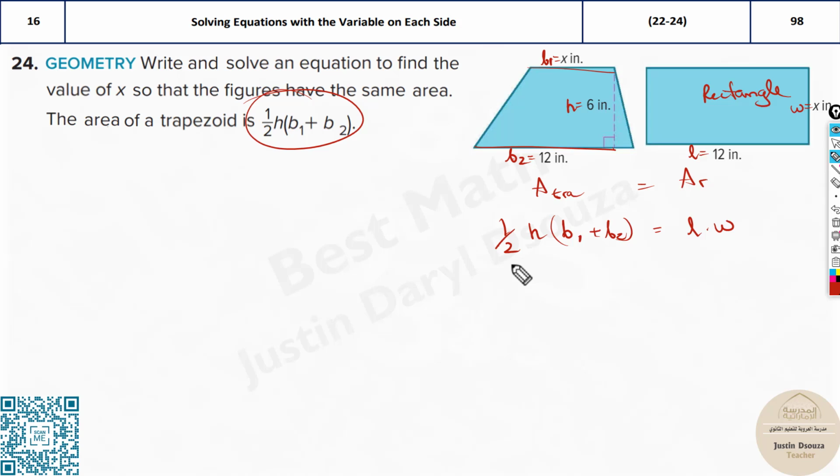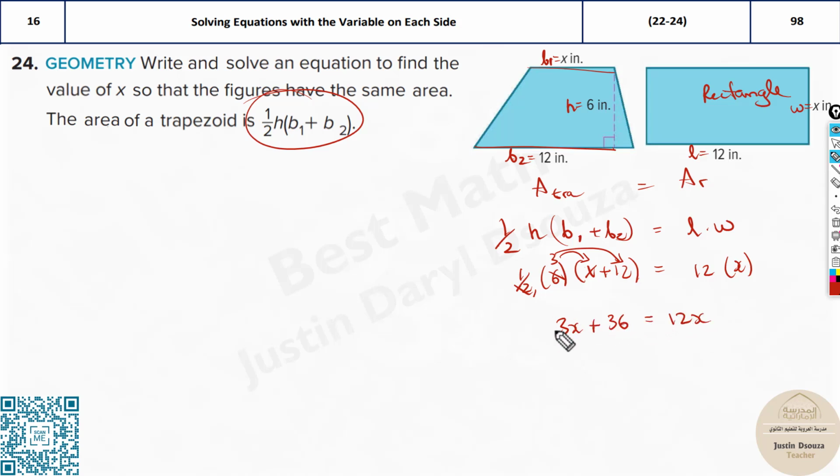Let me solve it up. It'll be half times h, which is 6, multiplied by b1 plus b2, which is x plus 12. That is equal to, what is the length? It is 12 multiplied by x. Now, half of 6 is 3. So 3 multiplied by x and 3 multiplied by 12, it's 3x plus 12 times 3 is 36 equals 12x.